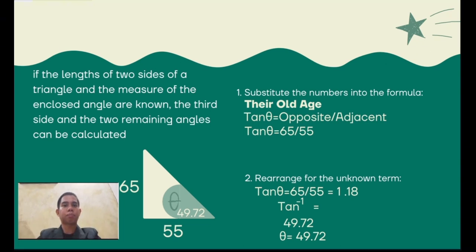And then we're gonna use tan to the power of negative 1, and then we're gonna get 49.72. So the theta is 49.72.